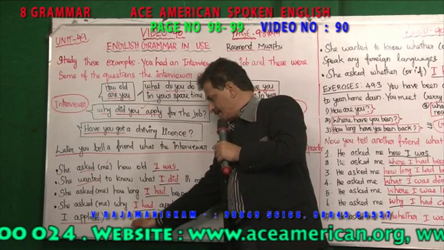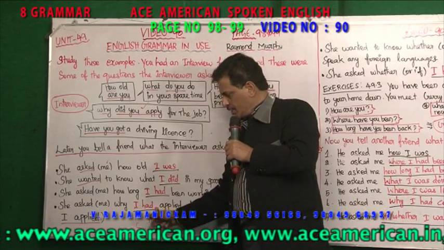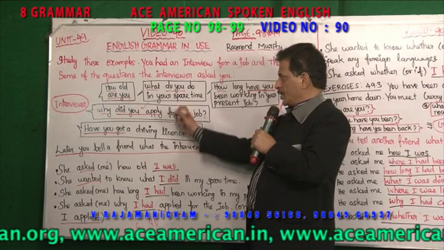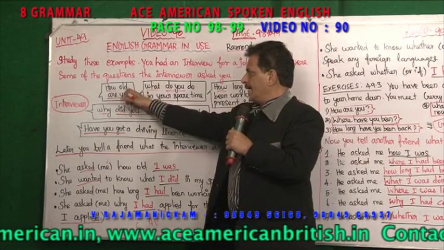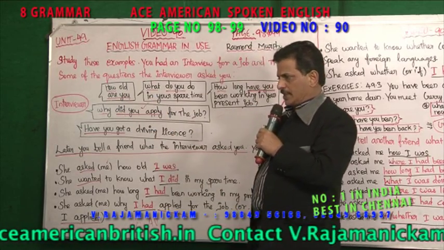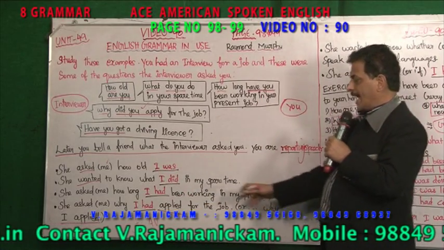After I, the subject, the auxiliary verb comes. In reported speech, the subject comes first, the auxiliary verb comes second. Here in direct speech, the auxiliary verb did, do, or are comes in front, and the pronoun comes next. Why I had applied for the job, or why I applied.